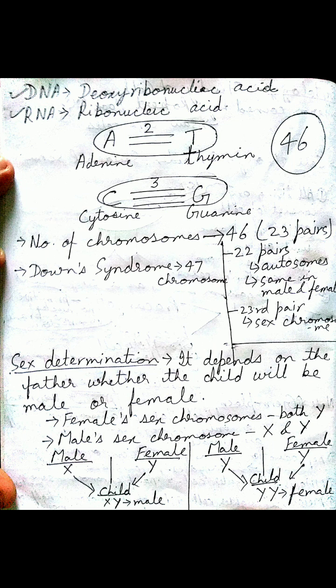And pigeons have 40 pair of chromosomes. Pigeons have 40 pair of chromosomes, right?